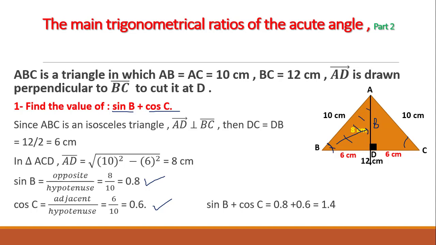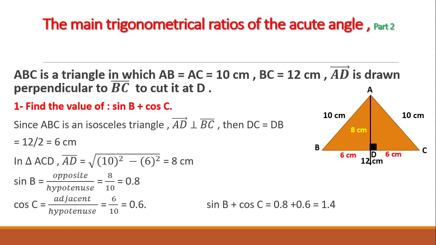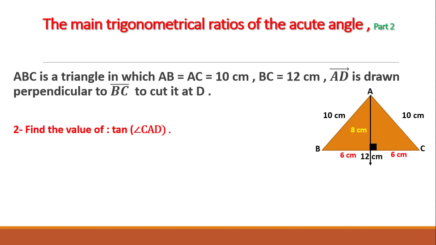Find the value of sine B plus cosine C. Add the two numbers together, I'll get 1.4. Okay, this is number 1.